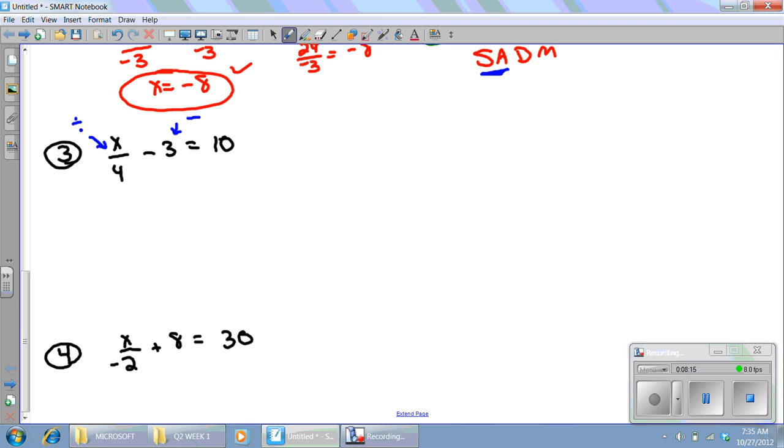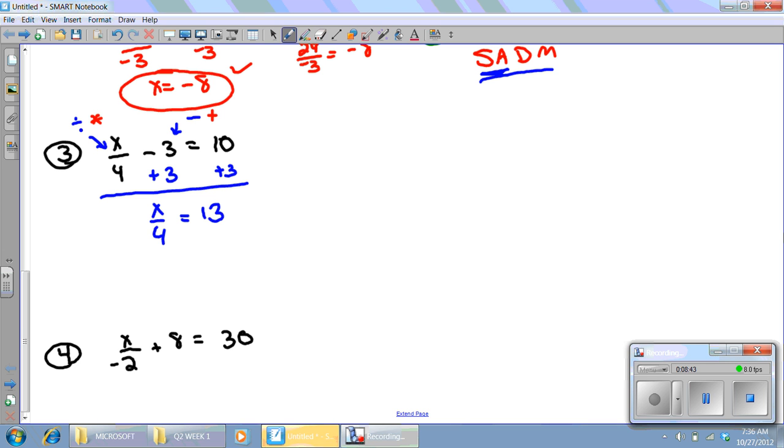How do I undo the division? Oh, multiplication. How do I undo the subtraction? By addition. And which one do I undo first? Well, I undo according to Saddam. So I'm going to undo the subtraction first. So I'm going to add 3 to both sides. And I'm going to get x over 4 equals 13.